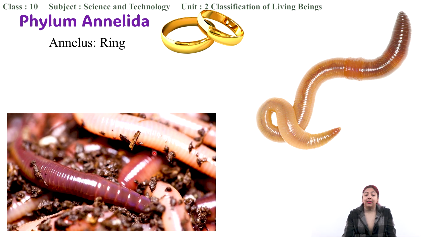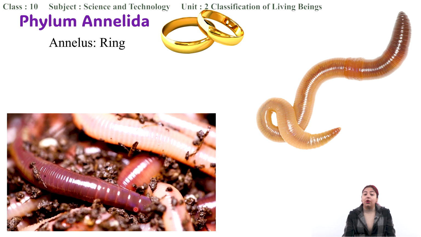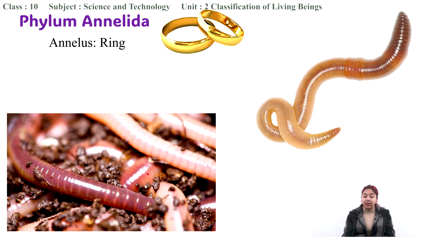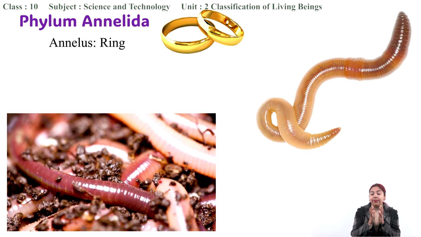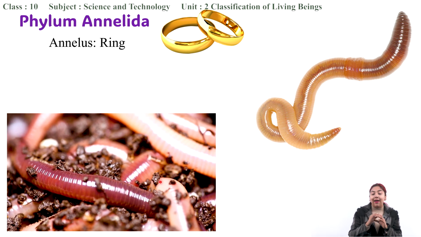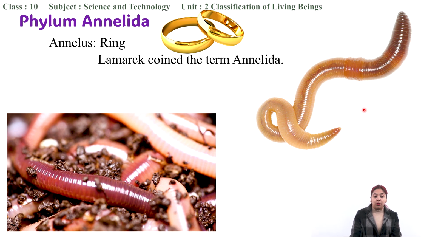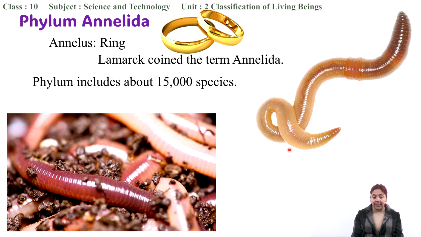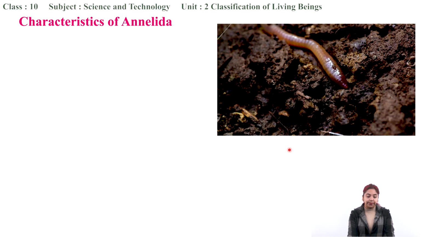So that's why the earthworm belongs to the phylum Annelida, because the organisms in Annelida have annular structures, that is ring-like structures, all over their body. They have a segmented body. That is the main characteristic of the phylum Annelida. The term Annelida was coined by Lamarck, and this phylum includes about 15,000 species. Now let us study certain characteristics of this phylum.